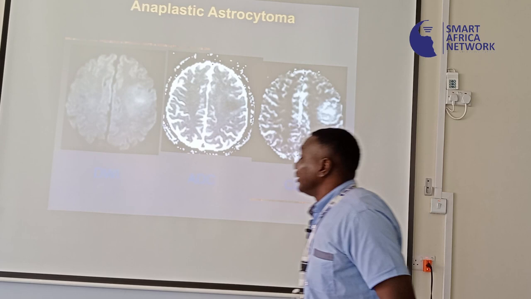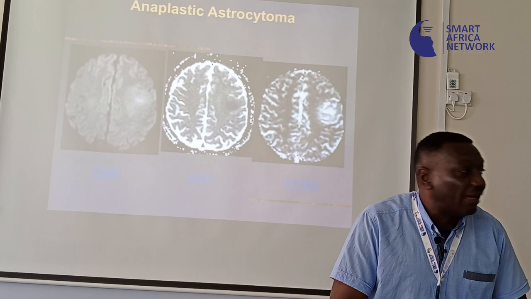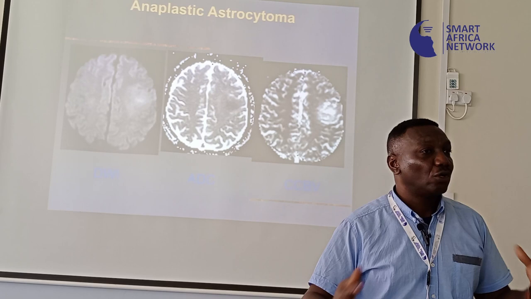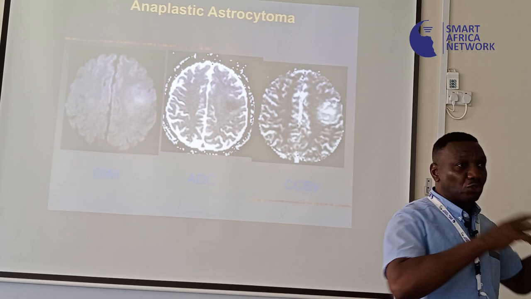DWI means diffusion weighted image. In the diffusion weighted image, you're not just looking at the timing of the sequence, but you're looking at how water moves from one compartment to the other. And that's called diffusion weighted. You're looking for how water moves from one part to the other.